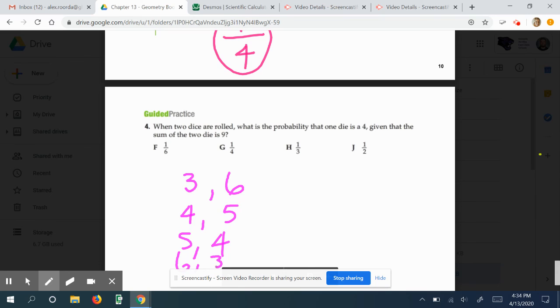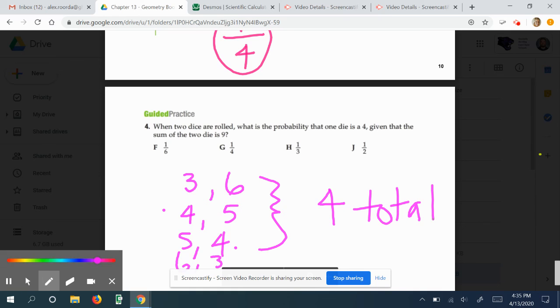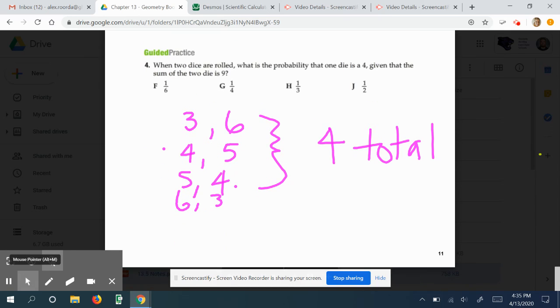So it says when 2 dice are rolled, what is the probability that 1 die is a 4, given that the sum is 9? So we think of how many total ways we can get 9, 4 ways, and how many different times do we see 4 as an option? 1 and 2 of them, right? So there's 4 total and 2 times. So what's the probability of that happening? I'll let you figure that out now.